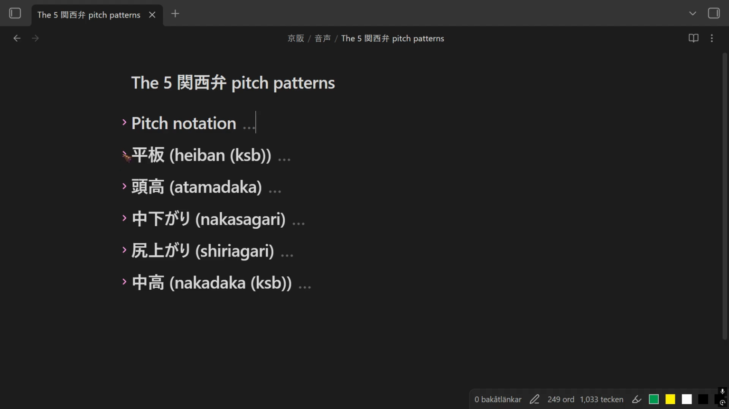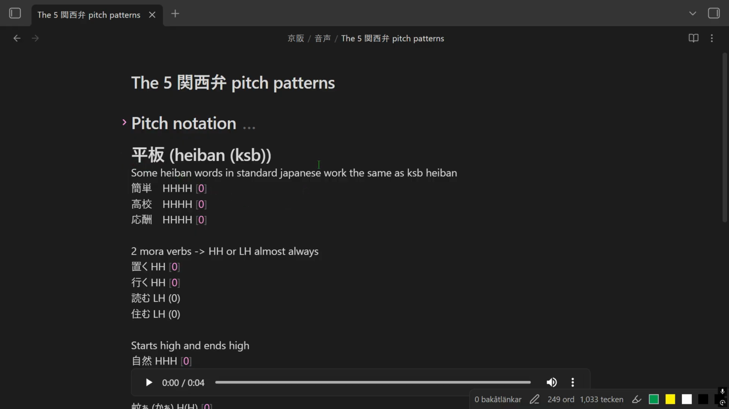Okay, so let's just go into the first pattern here, which exists in standard Japanese as well, but is a bit different in the way that it works. So how it works is that every single heiban word in Kansai Ben always starts high. There are some words in standard Japanese that also start high. I noted some of these here, like kantan, koukou, oshu. These all start high even in standard Japanese. And this is because if the second mora in a word is either a special mora or a long vowel, the word becomes entirely flat, the entire thing, not just the rest of it.